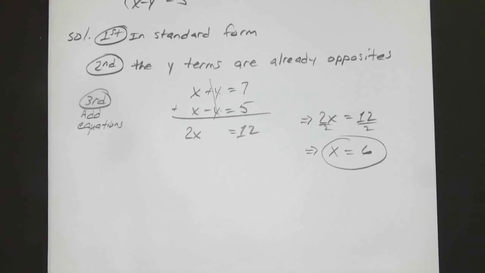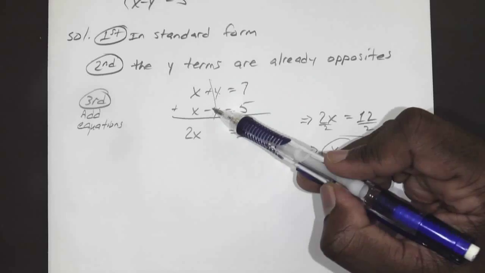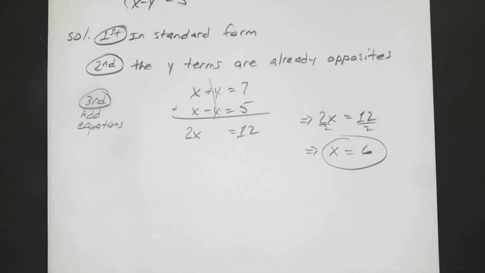How come the y terms cancel out, but the x terms don't? Oh, because they're opposite signs. So as soon as you add a positive and a negative, it just becomes 0. Which is really the key to this entire process, is making sure at least one of them cancel out.